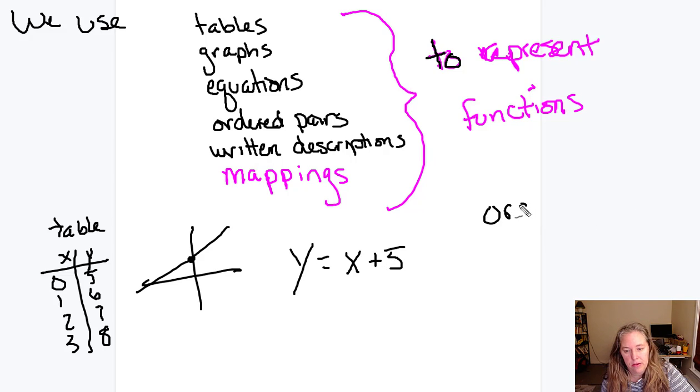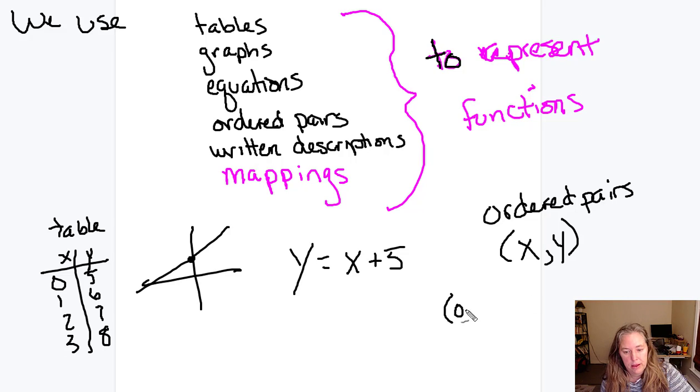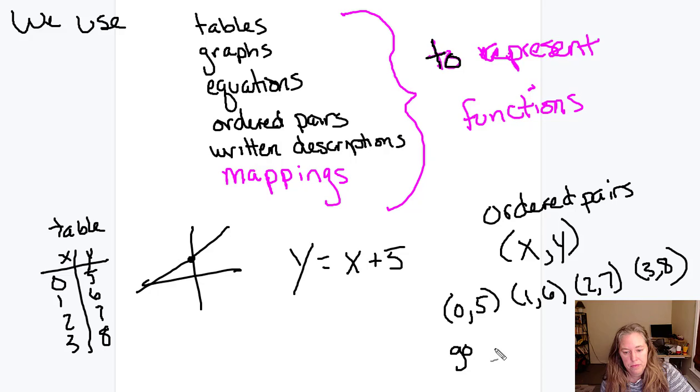Okay, ordered pairs. We talked about this earlier in the year. I'm just going to remind you they're ordered pairs because they are a pair of numbers and they go in order, x, y. So this relationship expressed as an ordered pair would look like 0, 5, 1, 6, 2, 7, 3, 8. They go in order.